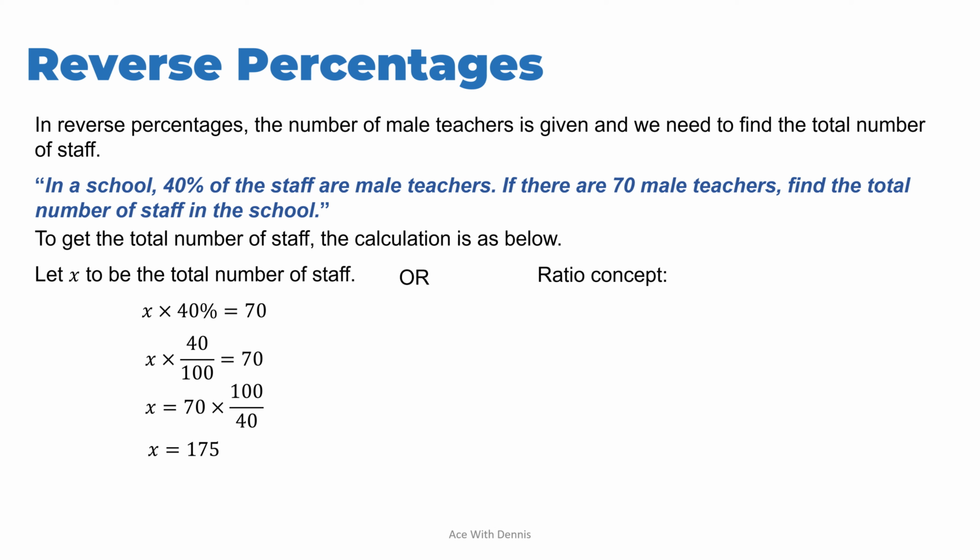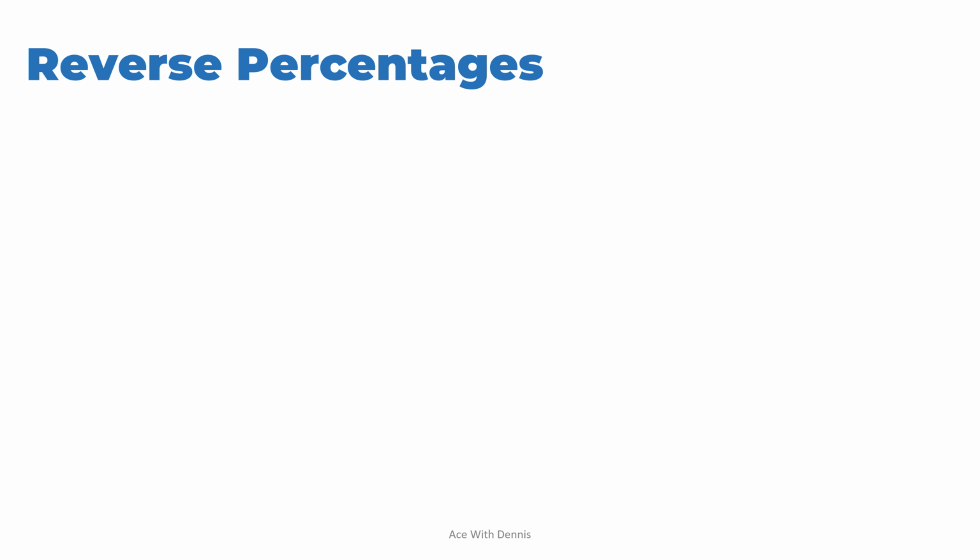Or we can use the ratio concept. So for this case, 40% is to 70, 100% is to x. Hence, the equation will be 40 over 70 equals 100 over x. So x will be 100 times 70 over 40, and the answer is 175. After understanding the concept of reverse percentages, let's look at example 5.